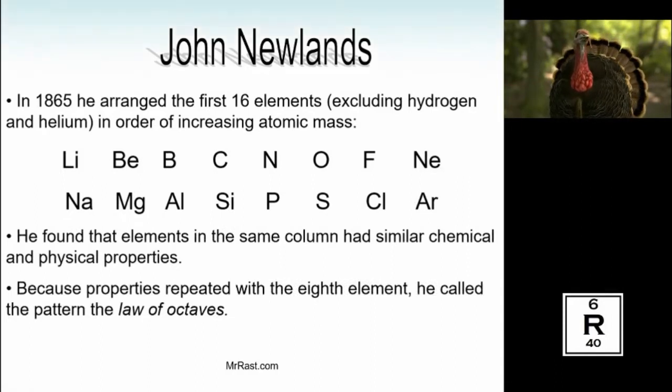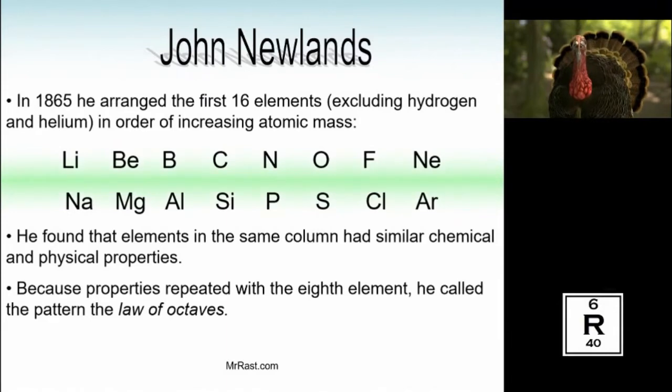He found that elements in the same column had similar chemical and physical properties. Because properties repeated with the 8th element, he called this pattern the law of octaves. So John Newlands is credited, what I think you should note most, for writing the law of octaves. And what that means is that after 8 elements, lithium, beryllium, boron, carbon, nitrogen, oxygen, fluorine, neon, he found that the 9th element started to repeat properties.